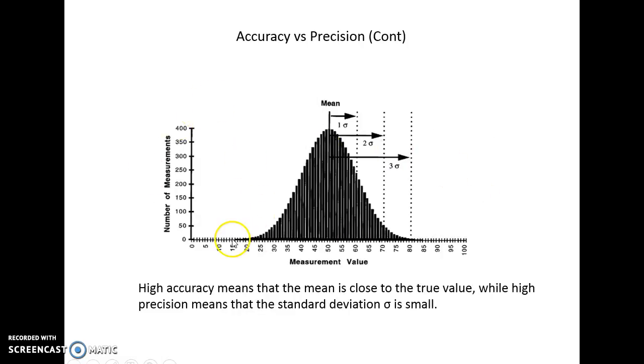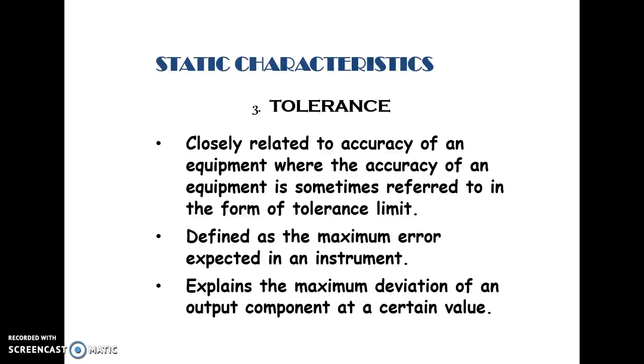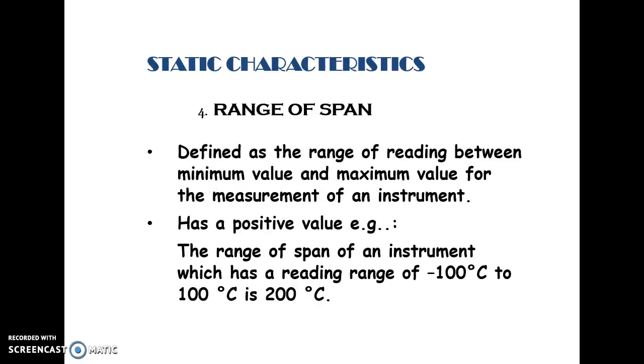And from this graph you can see, this is the measurement value and this is the number of measurements. So high accuracy means that the mean is close to the true value, while high precision means that the standard deviation sigma is small. And the next characteristic is tolerance, closely related to the accuracy of an equipment, where the accuracy of the equipment is sometimes referred to in the form of a tolerance limit, defined as the maximum error expected in an instrument. It explains the maximum deviation of an output component at a certain value.